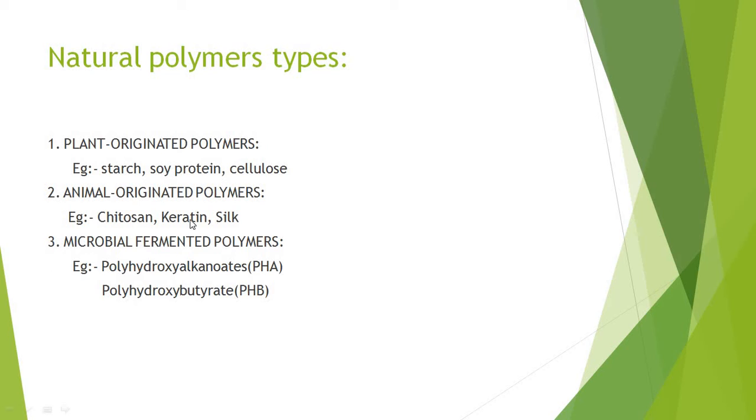Next we have another plant originated polymer, that is soy proteins and cellulose. Cellulose is also the most abundant polysaccharide in nature. It is found in the protective cell wall of plants, in the stems, woody portions. Stem stalks will have this cellulose, tough protection to the cell wall of plants.